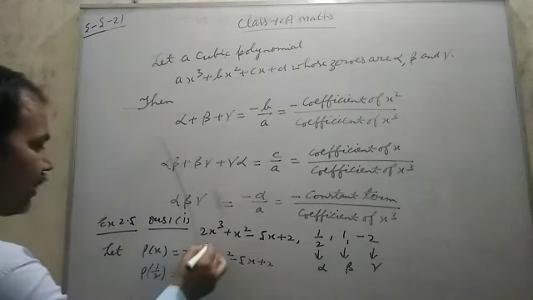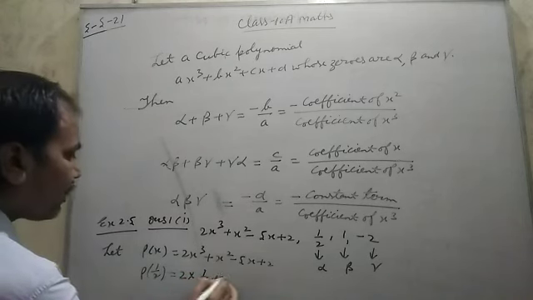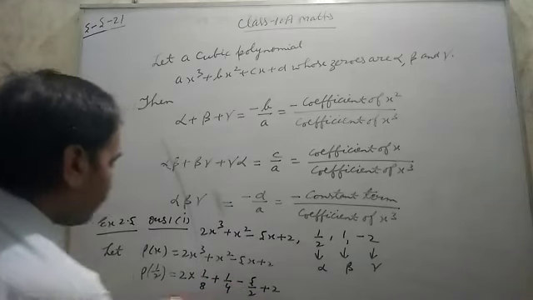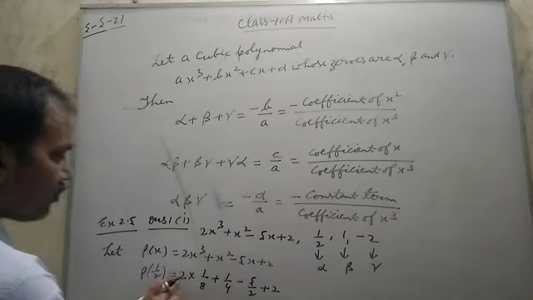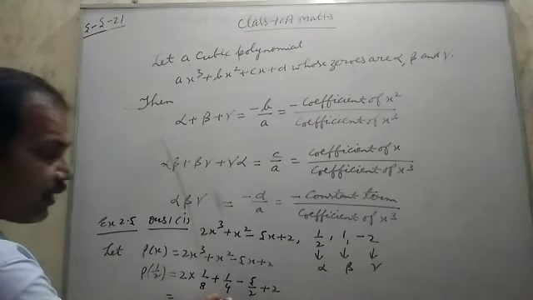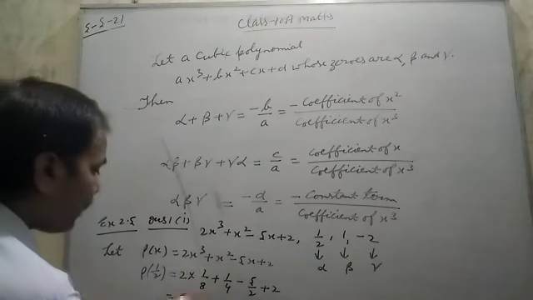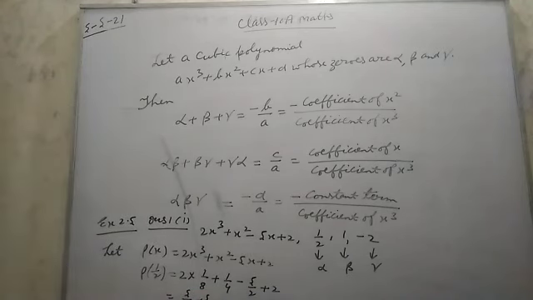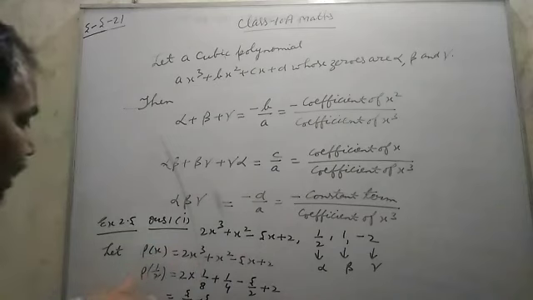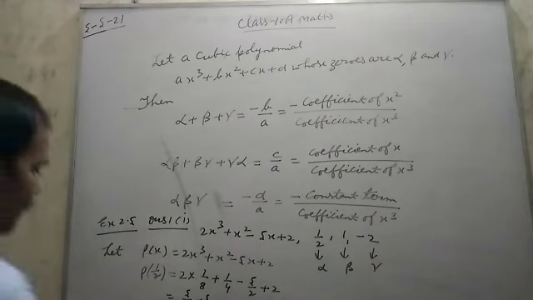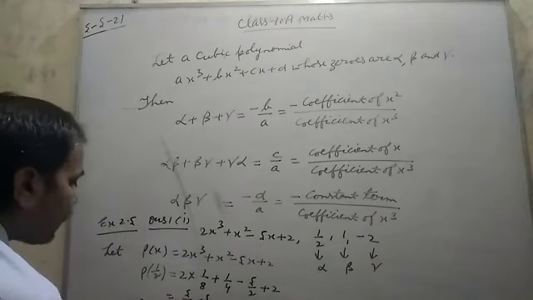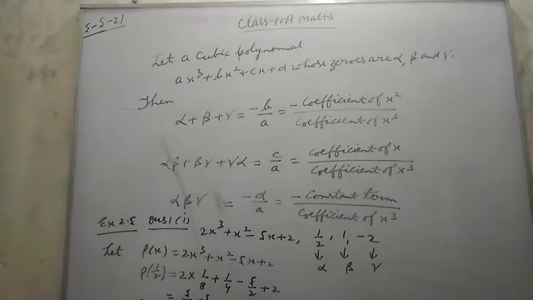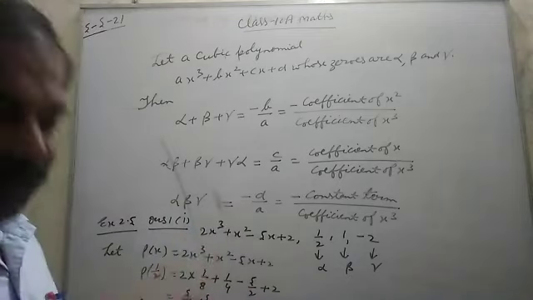So 2 into 1 by 2 cube, what will be 1 by 8? 1 by 2 square, 1 by 4, minus 5 by 2 plus 2. So this also 1 by 4. So 1 by 4 plus 1 by 4, 1 by 2, 1 by 2 plus 2, 5 by 2. So 5 by 2 minus 5 by 2 is equal to 0. Means 1 by 2 is a zero of this polynomial. Similarly, you find p(1), that also will be 0. You check it, and p(minus 2). So these three are the zeros of this polynomial.